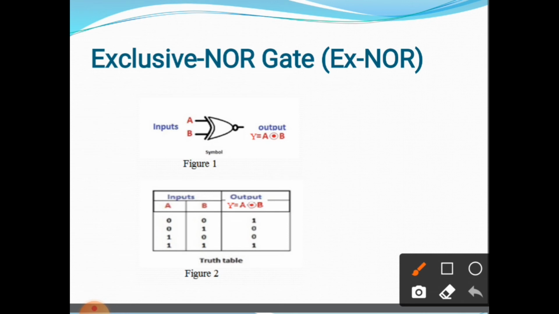Remember one thing in the XNOR gate: the XNOR operation is also referred to as the coincident operation because it produces output of 1 when its inputs coincide.